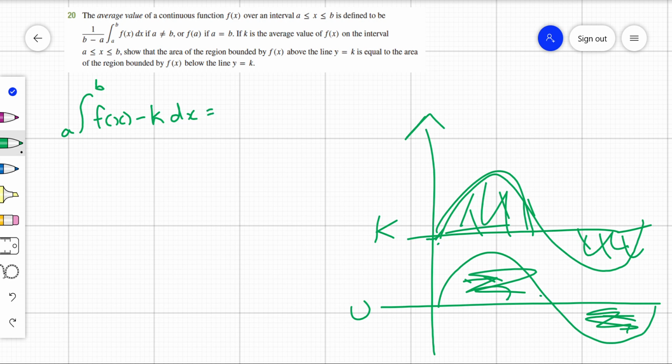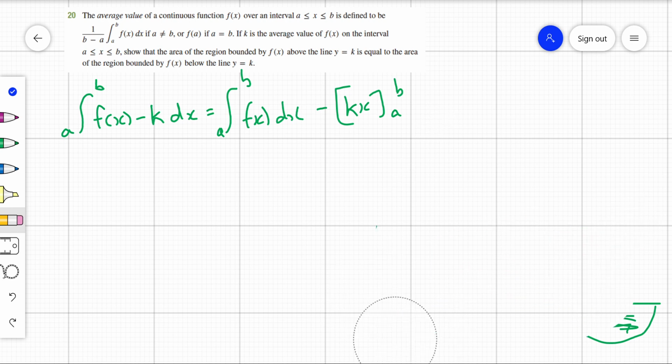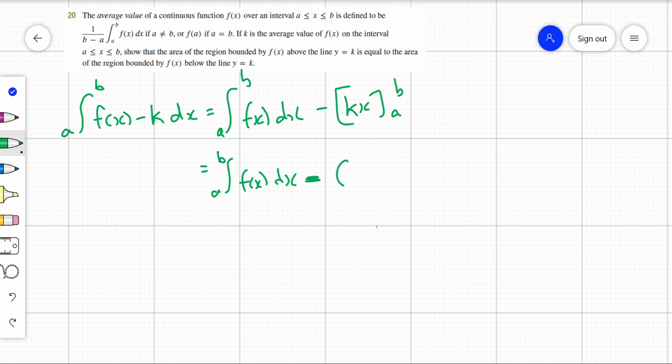Alright, so let's split this up. Let's go between a and b for f of x dx, and let's integrate, so we get kx, and we're going between a and b. Okay, hope you understood my explanation there. Okay, so what do we get here? We get the integral from a to b of f of x dx. When we sub in here, we sub in b first, so minus, we've got bk minus ak, which is k times b minus a.